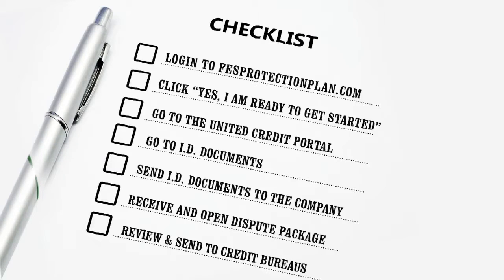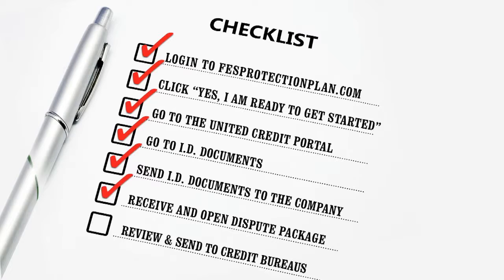So remember, let's recap real quick. You're going to log in. You're going to say, yes, I want it. Yes, I understand they're going to pull my credit. You're going to go to the United Credit portal. You're going to, most importantly, go to your ID documents. You're going to make sure that you send those off to the company. And then you're going to get your dispute package.